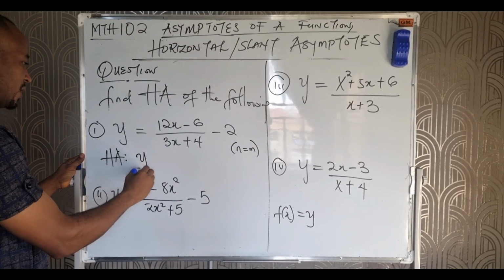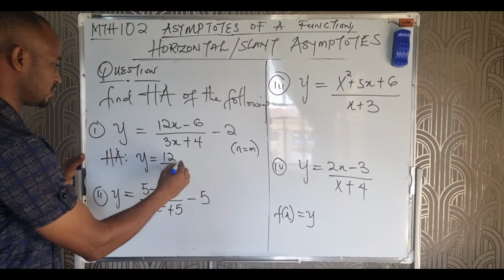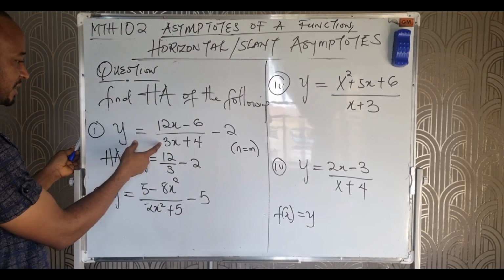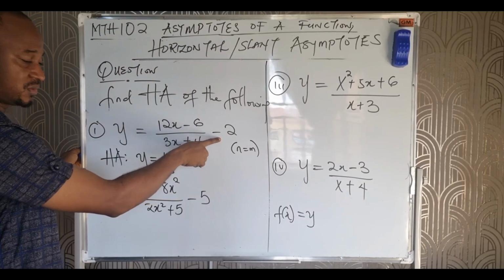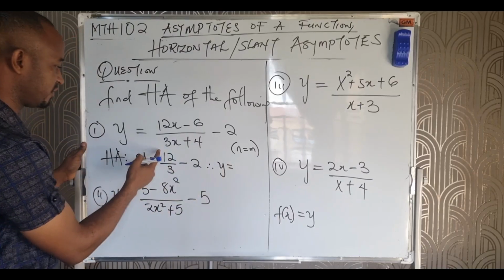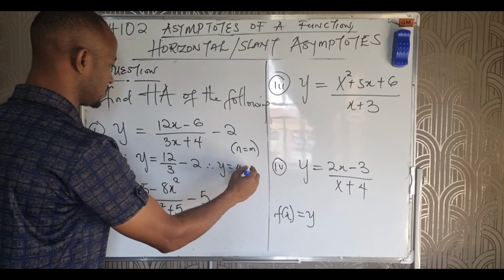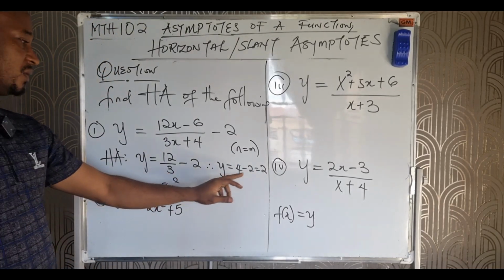will occur at y equals 12 divided by 3 minus 2. Here we have minus 2. So when you divide this by 3, subtract this value from this, bring out the minus 2. And that will give us y equals 12 over 3 is 4, 4 minus 2. The answer is 2. So that means our HA occurs at y equals 2.